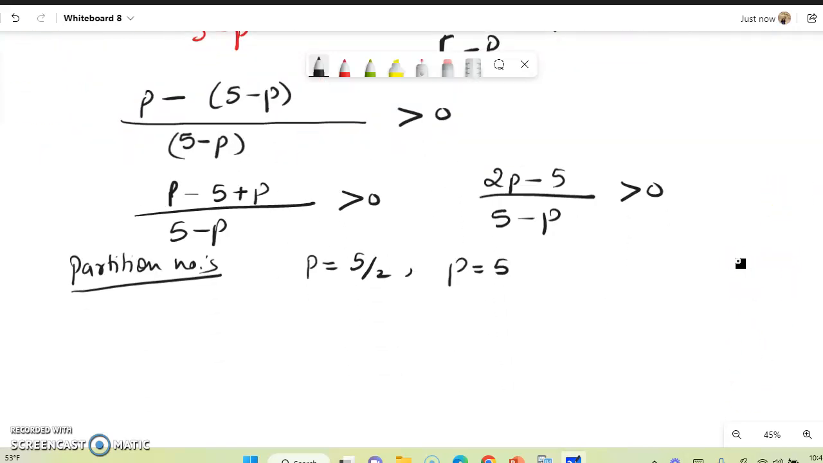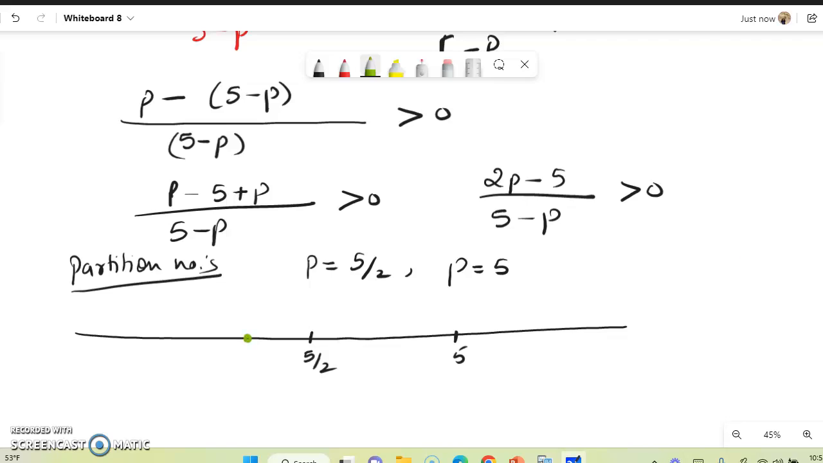I'm going to draw a sign chart. So I have 5 by 2 here and I have 5 here. I'm going to pick a number from each of these three regions and check the sign of the function and see where it is positive. You know all that from our first section, so I'm going to do it faster here. Let's say 0. Some number between 5 by 2 and 5, let's say 3. And some number after 5, let's say that is 6.